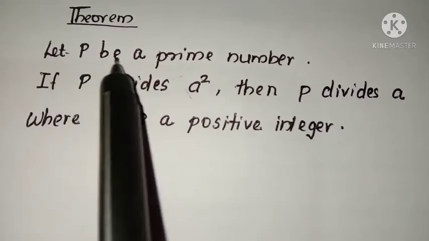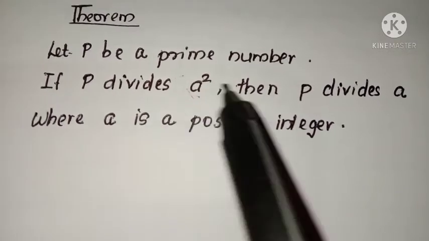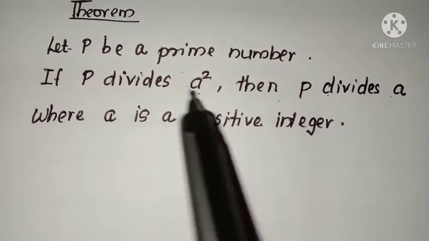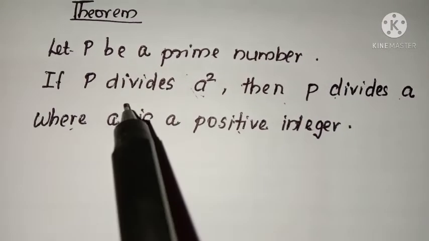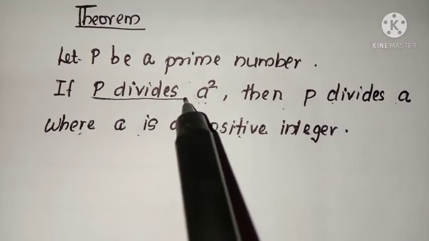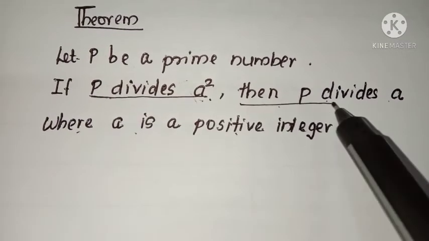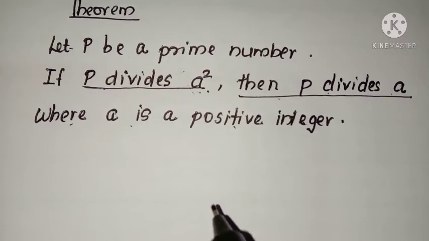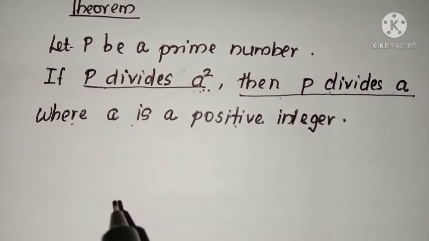Theorem. Let P be a prime number. If P divides A square, then P divides A, where A is a positive integer. Listen, this is the statement. If P divides A square, then P divides A. Here P is a prime and A is a positive integer.